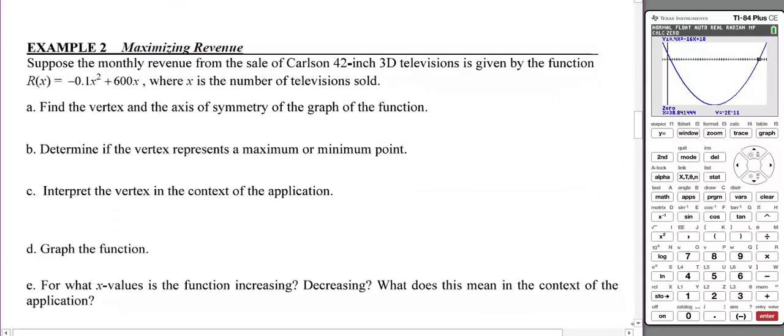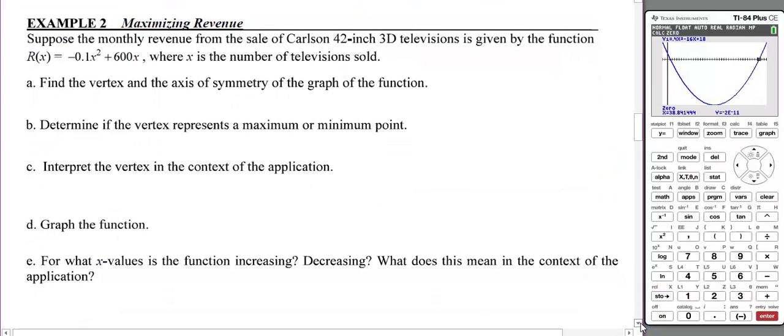For example 2, we are maximizing revenue. Suppose the monthly revenue from the sale of Carlson 42-inch 3D televisions is given by this function r of x equals negative 0.1x squared plus 600x, where x is the number of televisions sold. Let's go ahead and write out what each point on this function means. They're using the variable x for our independent variable, and it's the number of televisions sold.